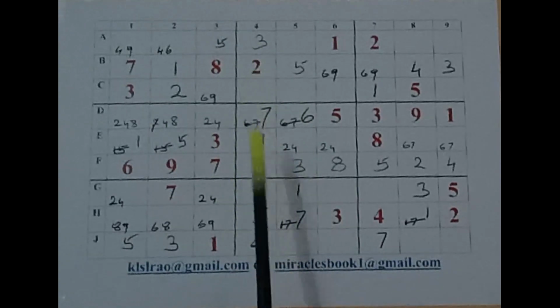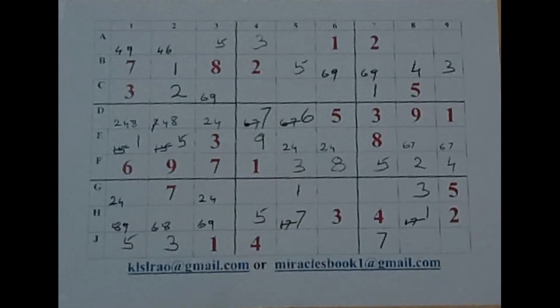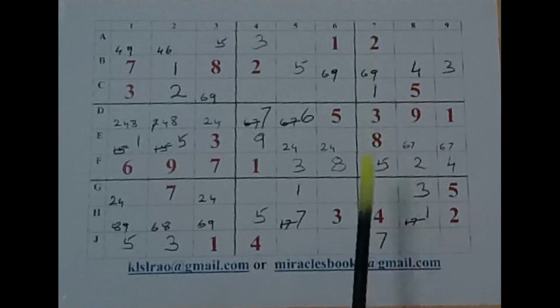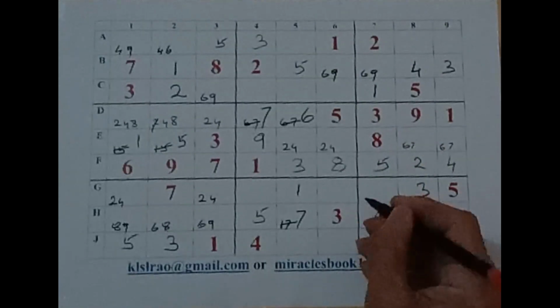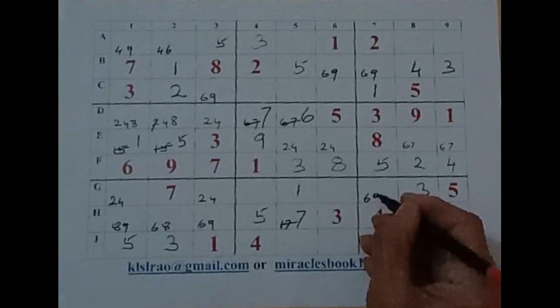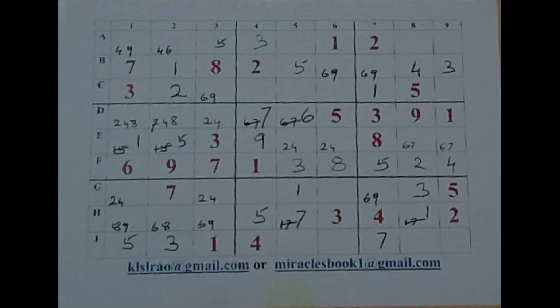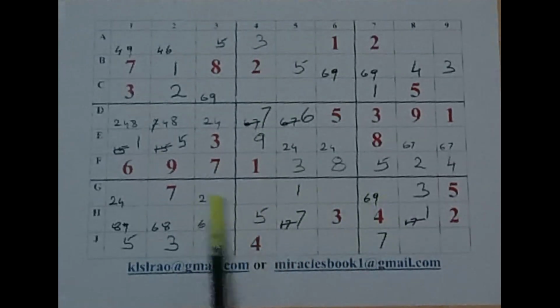Now can these 2 cells be filled up in column number 4? We need 6 and 8. Still we do not have a 6 or 8 here. Okay, now this column number 7 is having only 2 vacancies, that is for 6 and 9. 6 and 9, okay. And now, what about these 3 cells in row G?